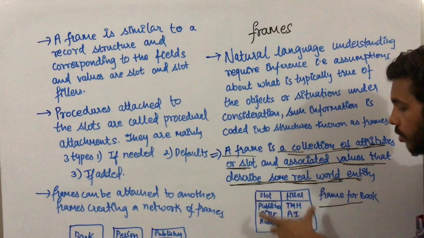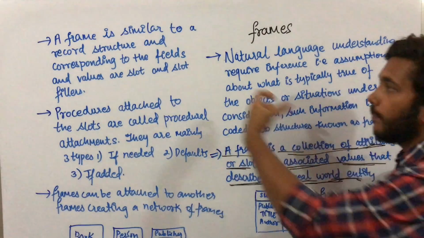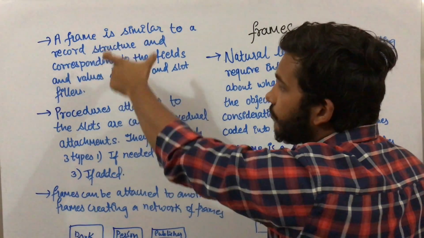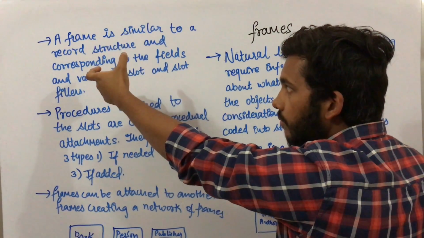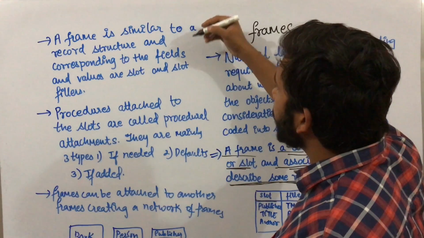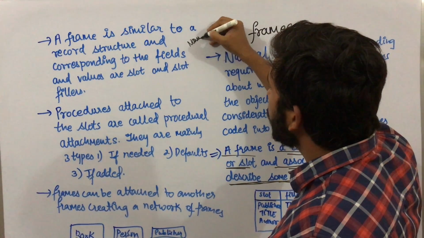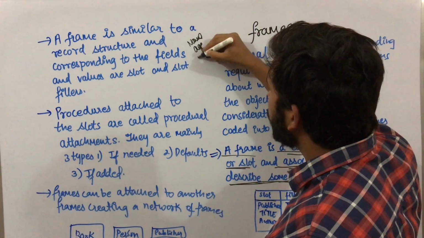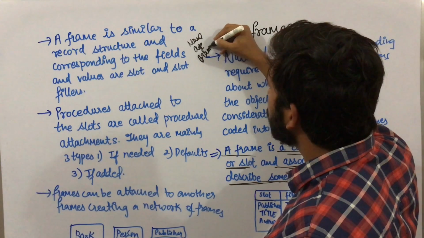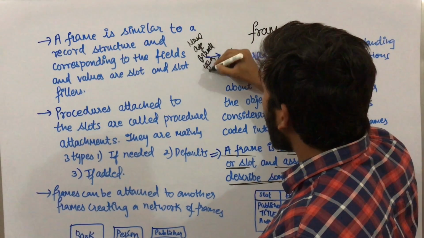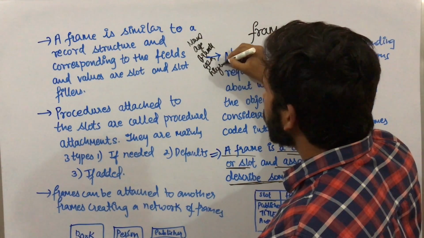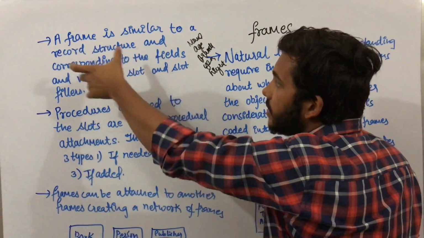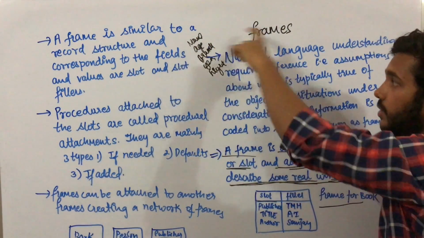Like we have created a slot for our book, suppose we want to create a slot for the student. Then there will be different slots like name, age, branch, year, height, which is similar to a record structure. In a record structure we do the same thing.